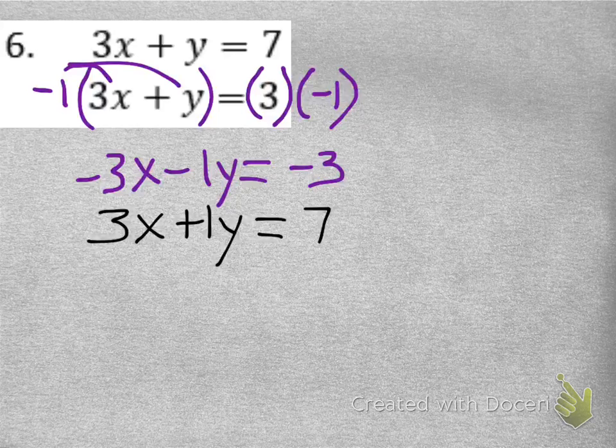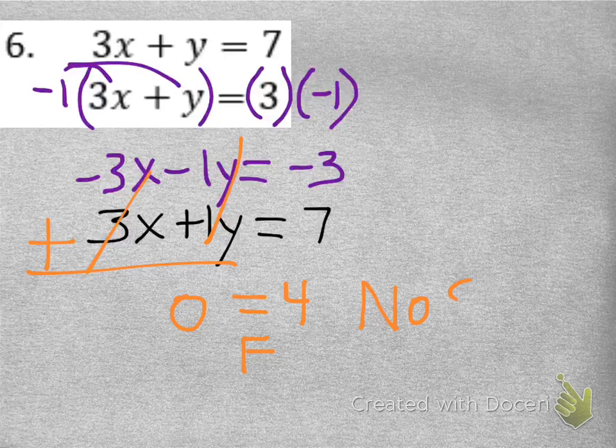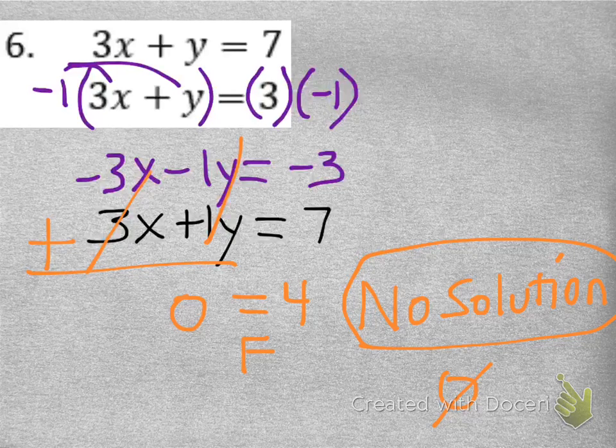Now when we add our equations together, negative 3x plus positive 3x is 0, it's eliminated. Negative 1y plus positive 1y is 0, it's eliminated. So we write down 0 for that side. Negative 3 plus 7 is 4. 0 equal to 4 is false, so this is one that's no solution, or you could write empty set. So either that or this symbol. The set of solutions is empty.